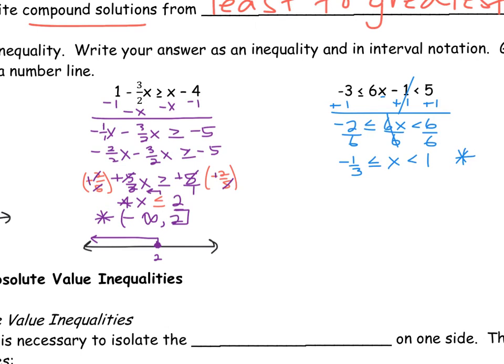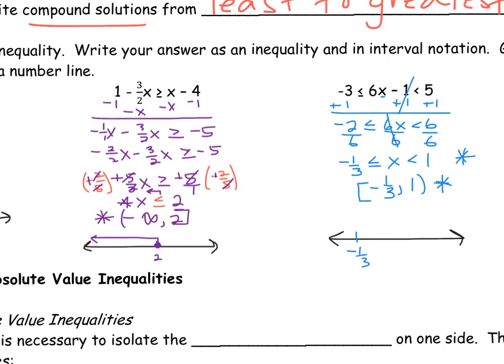Notice the negative 1/3 has a less than or equal to inequality. That means we use a bracket for our boundary on that side. And then it can go all the way up to positive 1 on the right. Since x is only less than 1, we'll use a parenthesis. That's your interval solution.